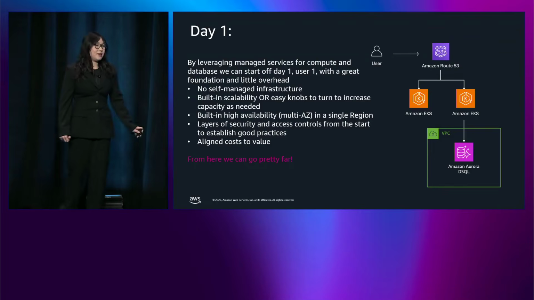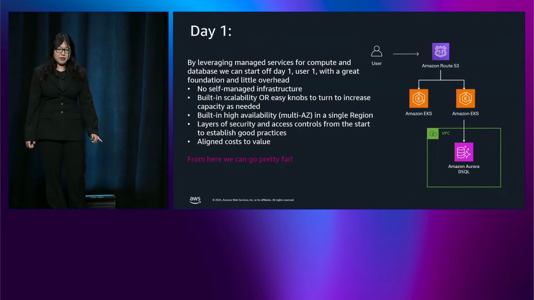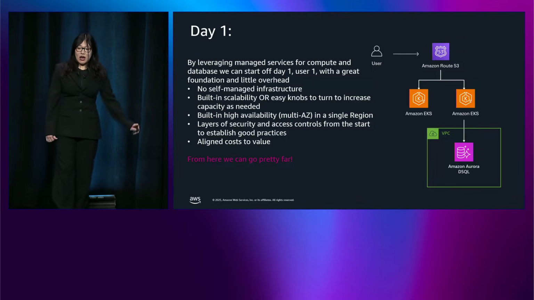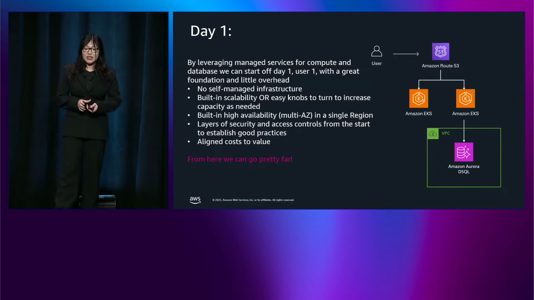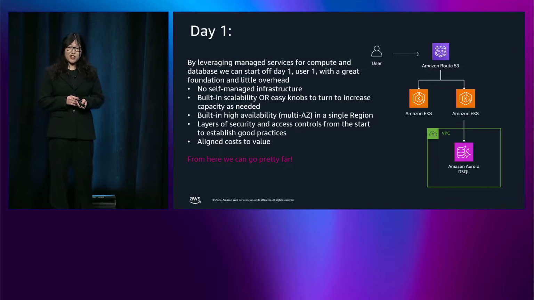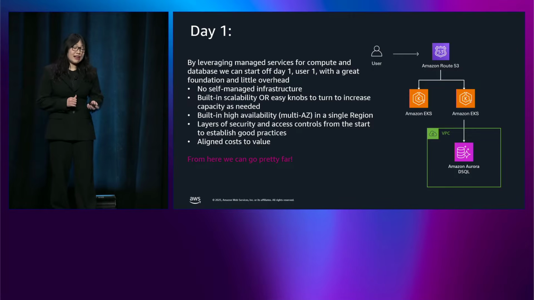So to recap, here is our initial architecture. We're using EKS as the compute and Aurora DSQL as the data store. Again, this is going to take us pretty far without necessarily having to put a whole lot of effort up front. EKS Auto Mode helps us with the operational overhead, and each of these has high availability and is configured to be multi-AZ. So again, this can take us pretty far.